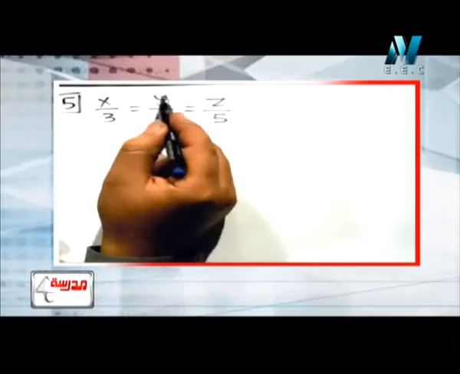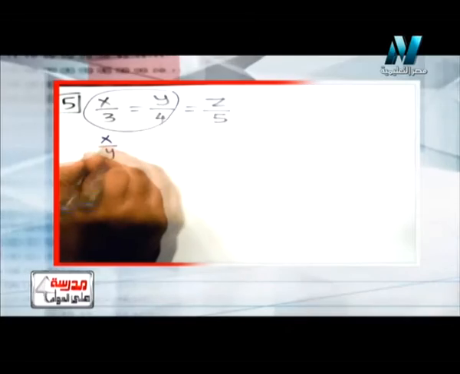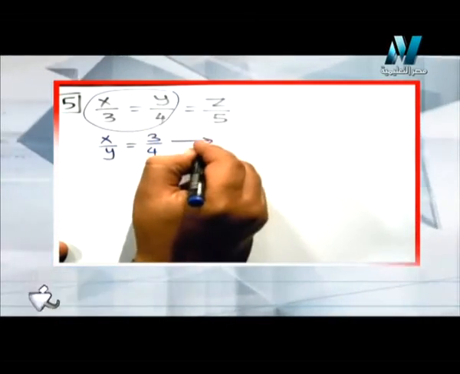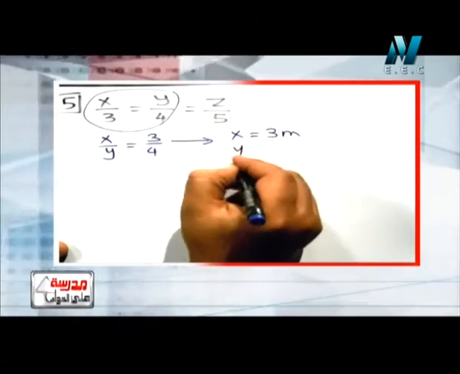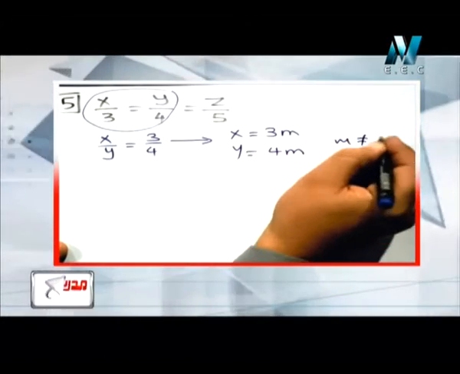For this exercise, I can rewrite the given, which is x over 3 equals y over 4 equals z over 5. I'm going to write this proportion in a new way as x over y equals 3 over 4. And this means that x equals 3 times the factor m, and y equals 4 times the factor m, and this factor doesn't equal 0.